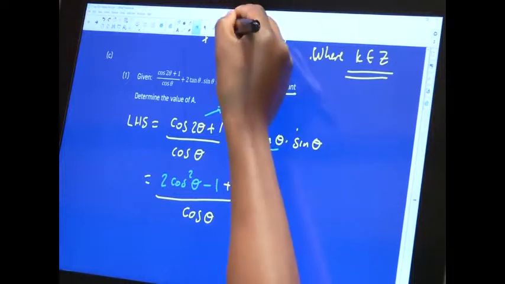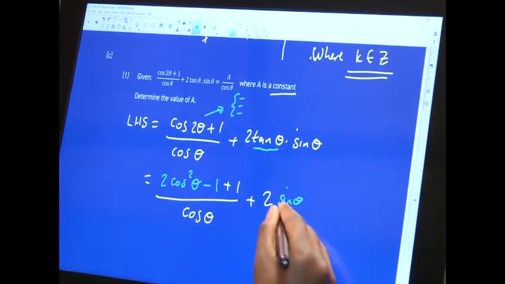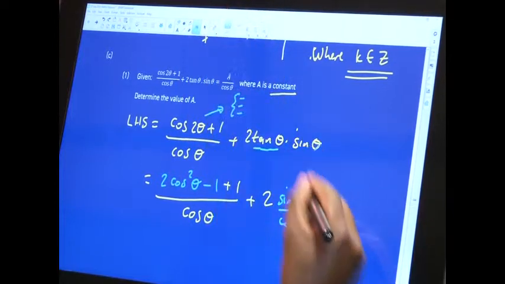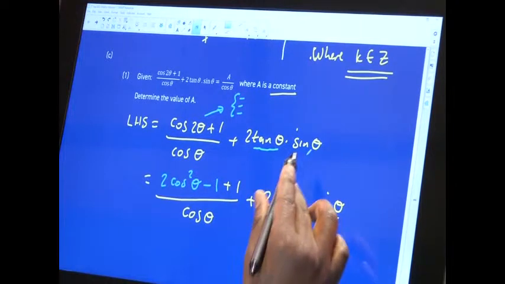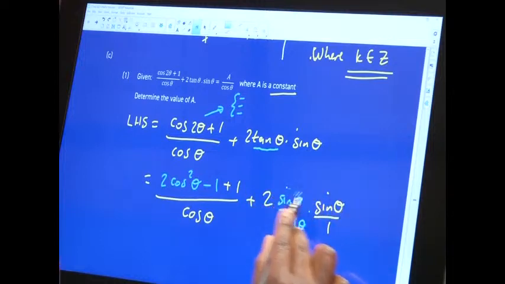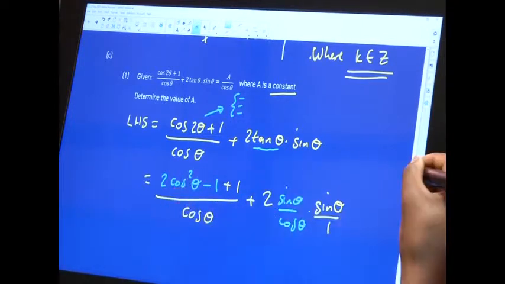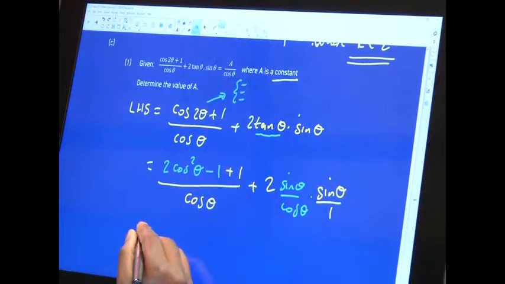I've got 2. But what is tan? Tan is just going to be sine theta divided by the cosine of theta. And that still needs to be multiplied by whatever you have, which has always been sine of theta, which you can change to over 1 if you want to force this part to be a fraction so that it matches what you have here. Since we know when you multiply, you always multiply numerator by numerator, and also denominator by denominator.